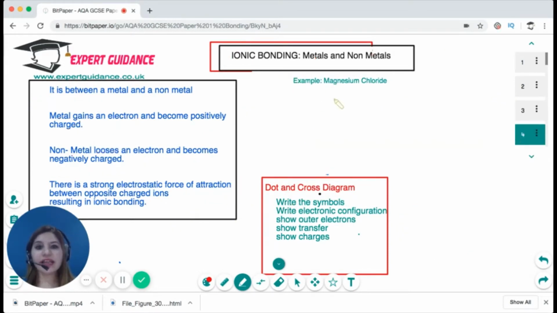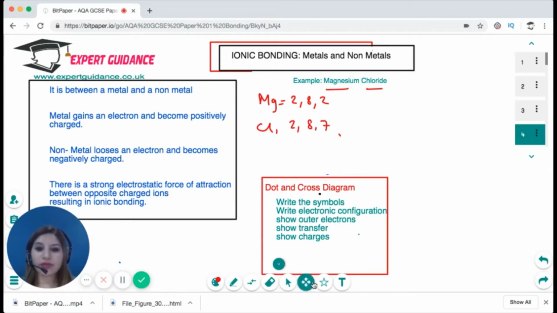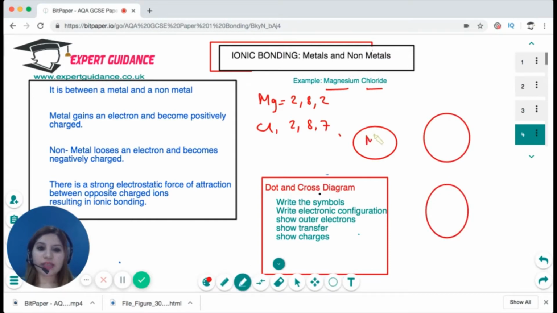Now let us take another example, magnesium and chlorine: magnesium chloride. I'll write the electronic configuration first. Magnesium is 2,8,2. Chlorine is 2,8,7. Then I'll draw the outer electrons. For magnesium, I'll show 2 electrons, and for chlorine, I'll show 7 electrons. So that's my next diagram. Magnesium, I'll show 1, 2 electrons. Chlorine, I'll show 1, 2, 3, 4, 5, 6, 7.